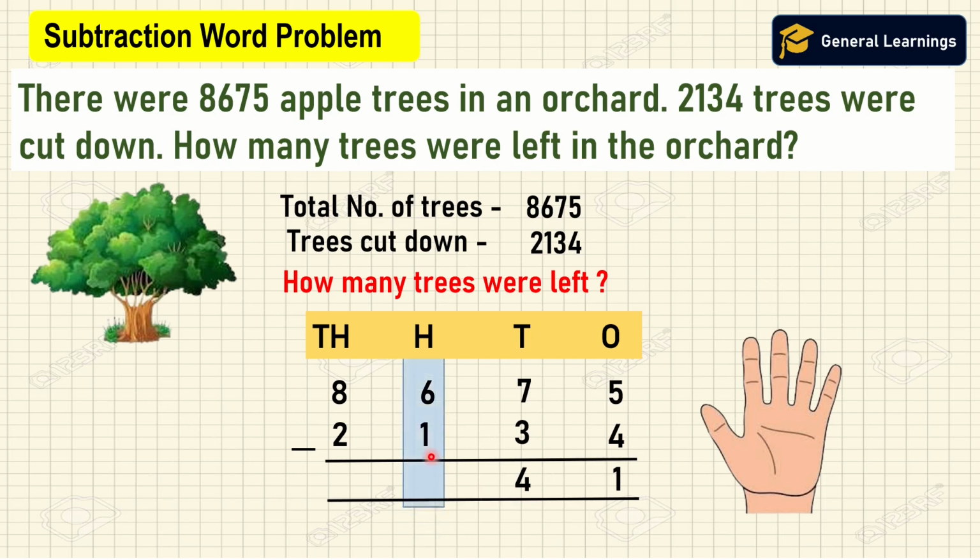Next, we need to subtract the digits in the hundreds column. So we need to keep 6 in our mind. Before 6 is 5. So 6 minus 1 is 5.